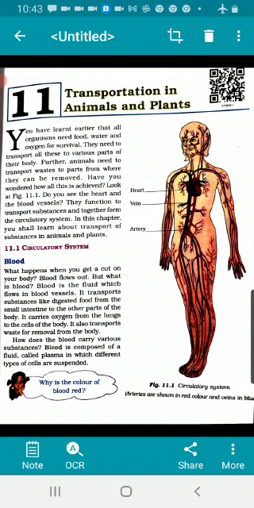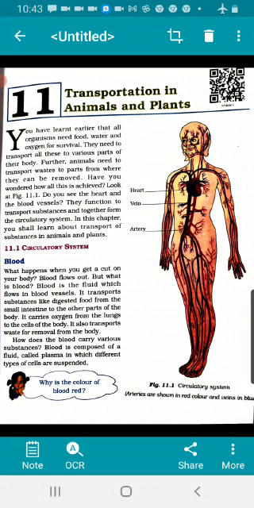First of all, we see blood. So, what is meant by blood? Why is blood red in color? Blood is a red colored fluid that flows in the blood vessels. It transports digested food from the small intestine to other parts of the body. It also transports oxygen from the lungs to cells of the body and carbon dioxide from tissues to lungs.